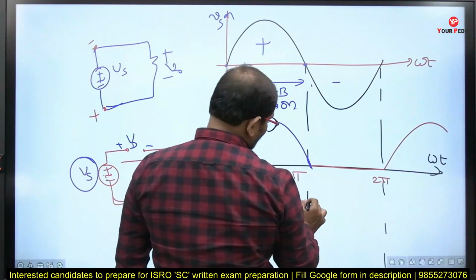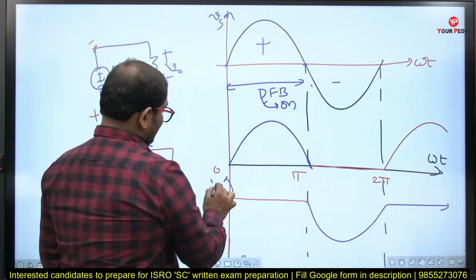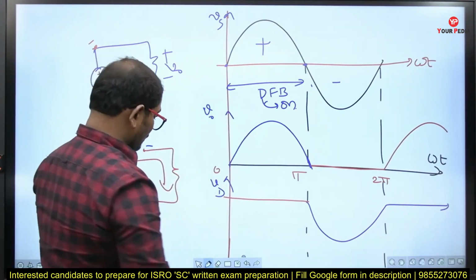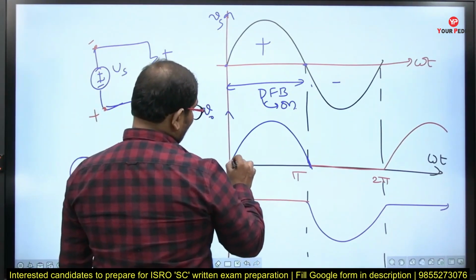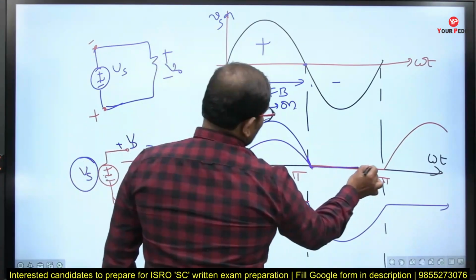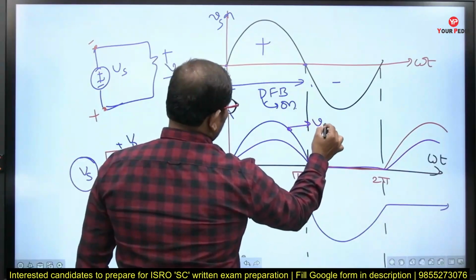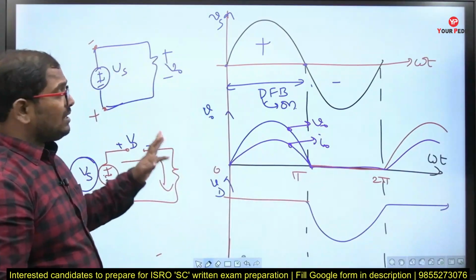It is in the negative half cycle. So this is the voltage across the diode. This is the output voltage. So what happens to the current? The current waveform will be the same as your output voltage. So this is your output voltage, and this is your output current. So these are the things.